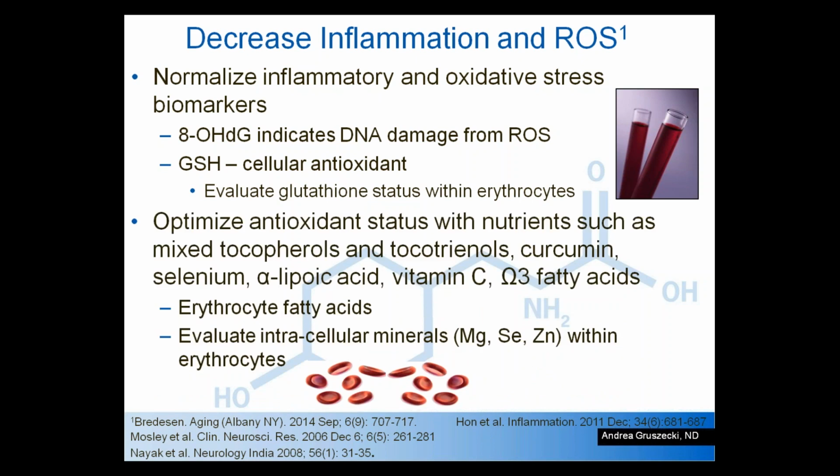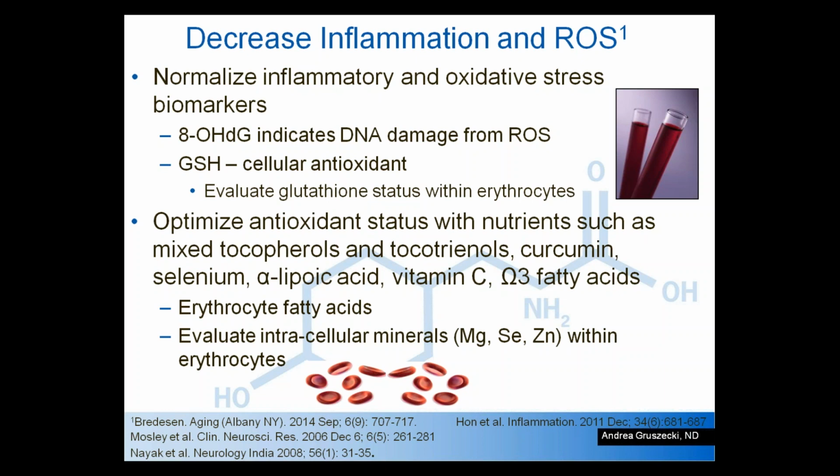Antioxidant status may be improved by nutrient supplements in addition to the promotion of glutathione synthesis. The need for specific nutrients such as essential fatty acids may be measured in red blood cells. Mood disorders have been associated with poor essential fatty acid status in some studies. And we need to remember that neurotransmitter synthesis and much of metabolism is an intracellular process.